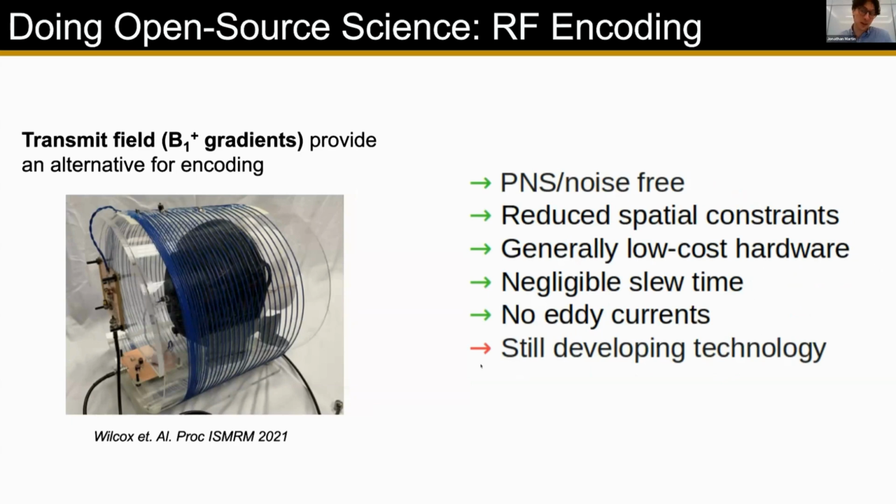I'll say this is a very developing technology, so there are a lot of unknowns about how much you can build out the geometry of these. But it has some nice physics advantages: no B0 gradients, negligible switching times, and a lack of eddy currents. There are constraints, however. You're using RF pulses for your encoding, so it has all of the constraints that you have on any RF pulse, like heat, available power, SAR deposition, things like that.